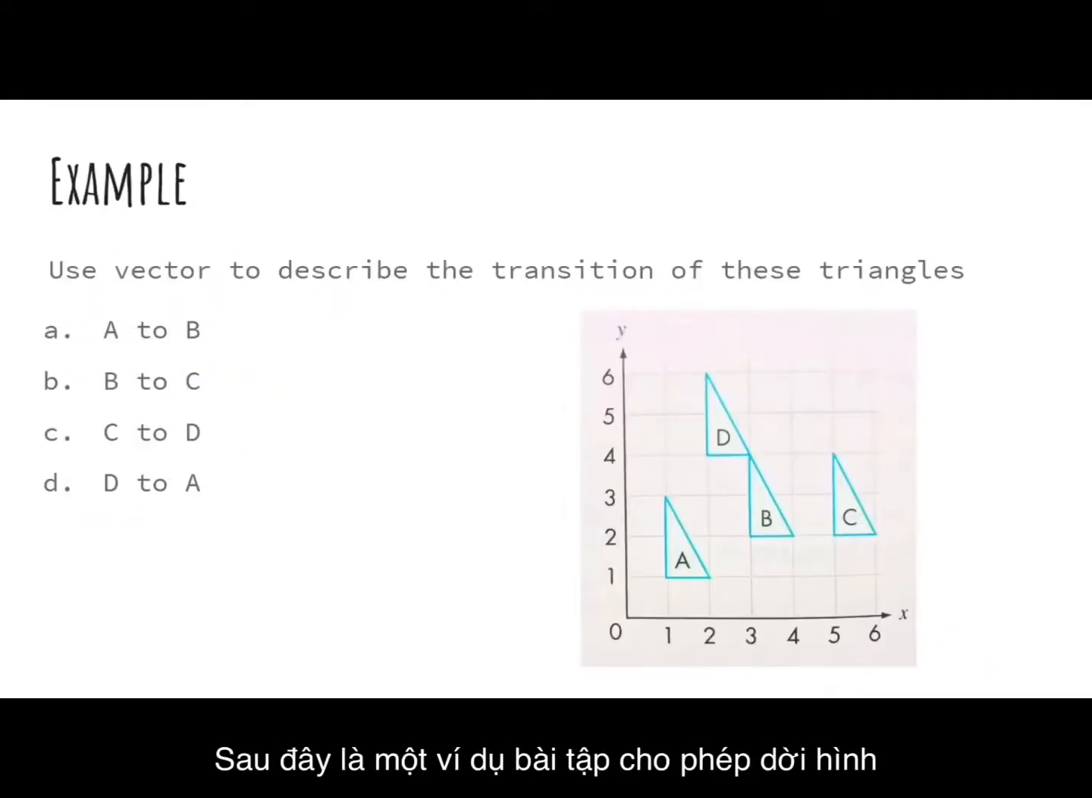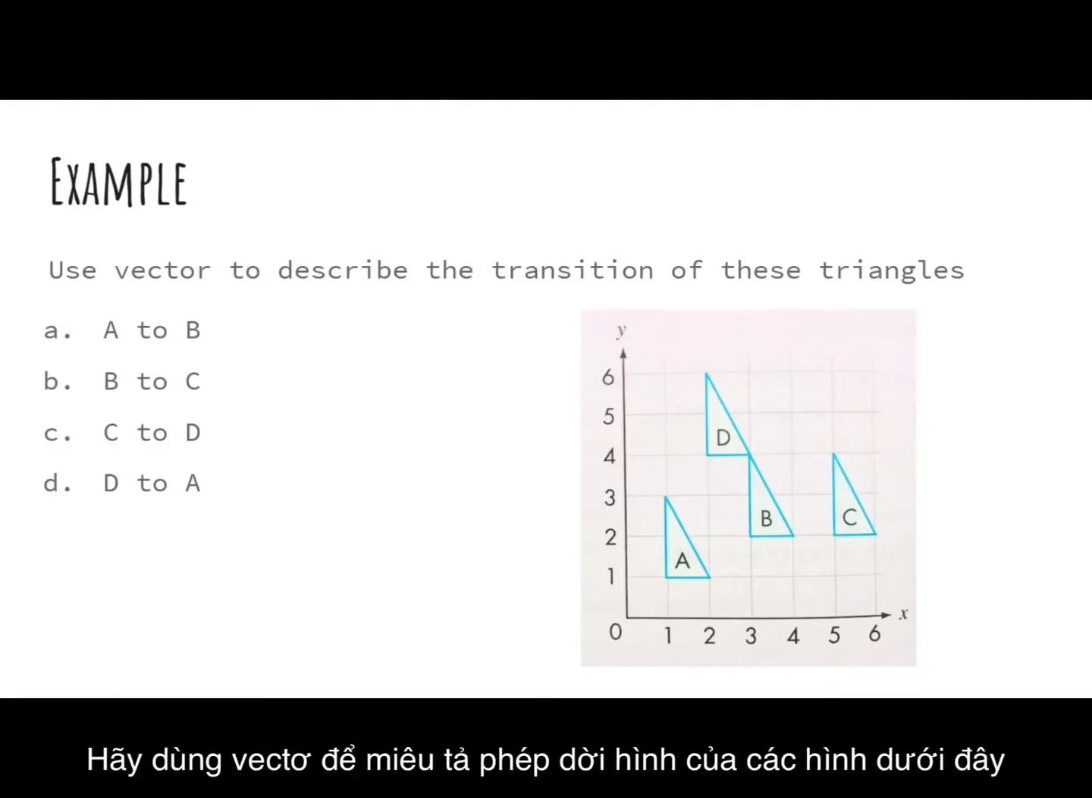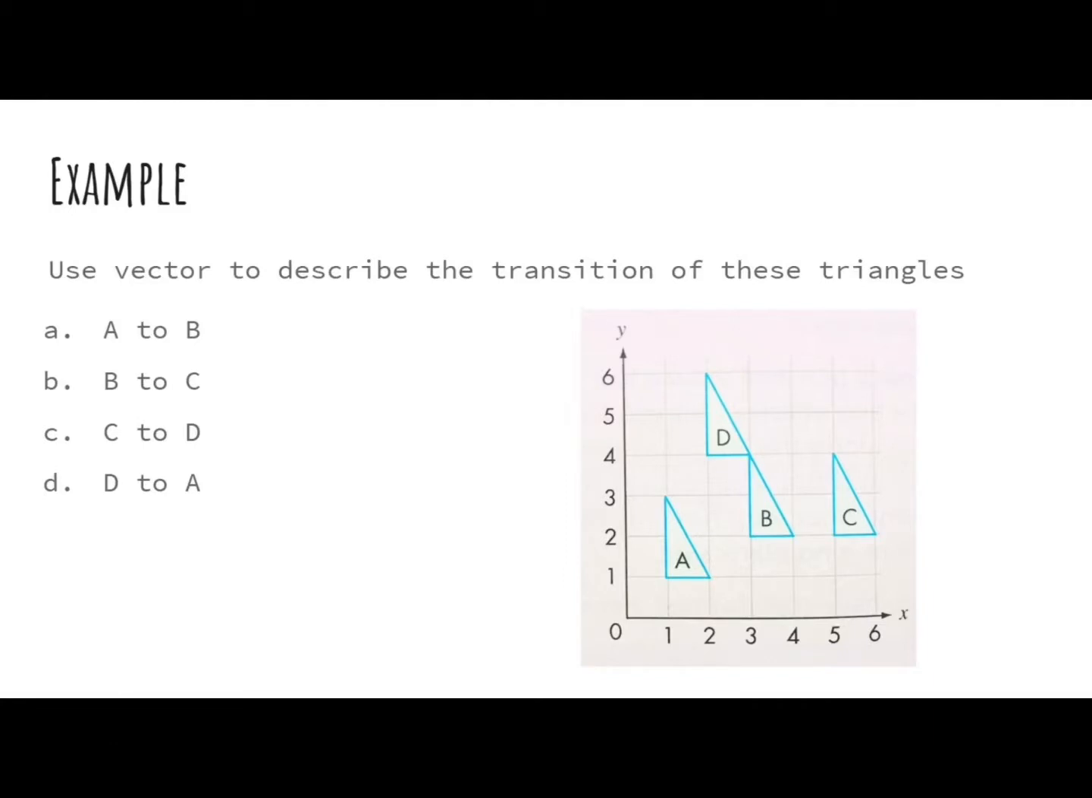Here's an example about translation. You will use vectors to describe the translation of these triangles in the picture below: A to B, B to C, C to D, and D to A.